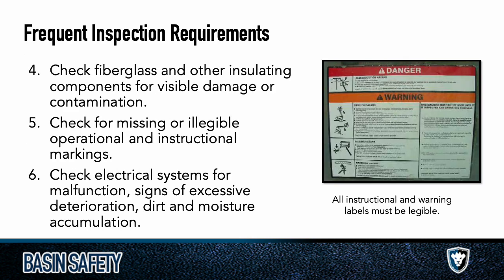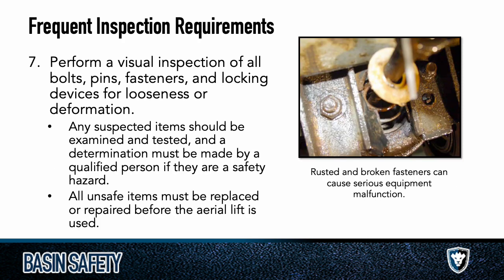Check fiberglass and other insulating materials, make sure it's not broken. A lot of times they're rain covers more than anything, and you don't want rain on a lot of these things. Check for missing or illegible operating instructional markings. Electrical systems for malfunction: heated up wires, smell of burnt wires, wires that are pulling away, for example. We're going to look at bolts, locking devices, or looseness, deformation, cracks in the frame, especially to a certain extent in the welds is typically where we're going to see it first. That gets a little bit more in-depth, but still not a bad idea to check it.